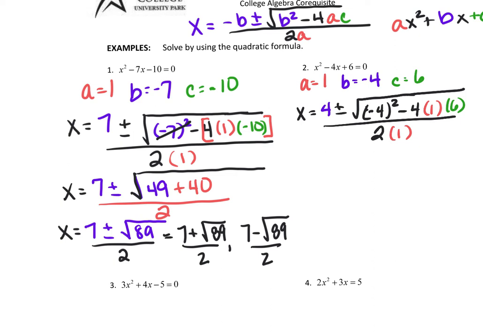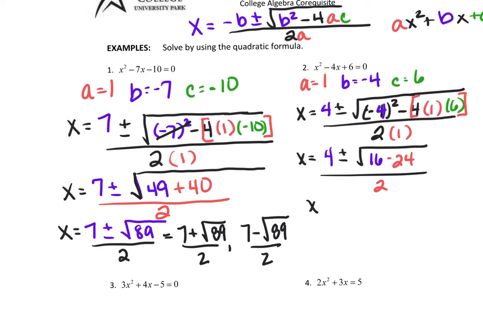So here we get x equals 4 plus or minus the square root of, and remember, this number right here will always be positive. So negative 4 squared is just 16, minus, and if you notice, you're doing this part again, 4 times 1 times 6, which is a positive 24. We should have that minus, so it'll be a negative 24, divided by 2 times 1, which is just 2.